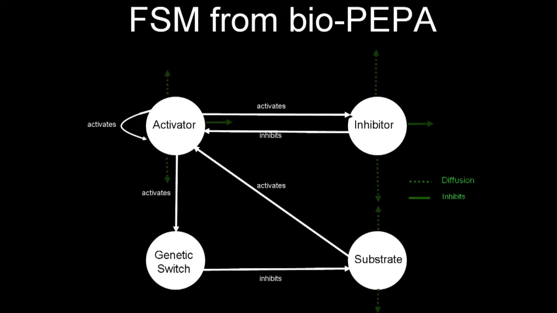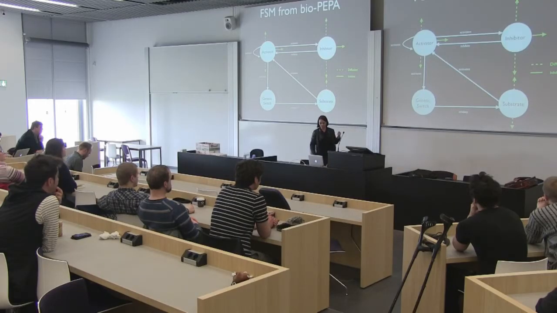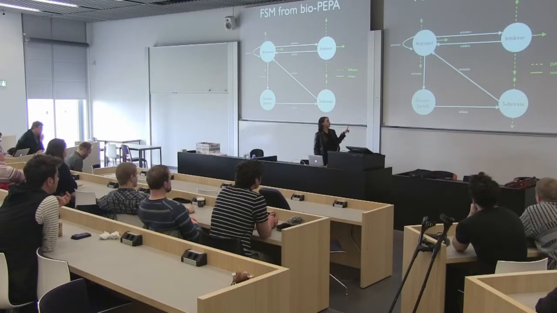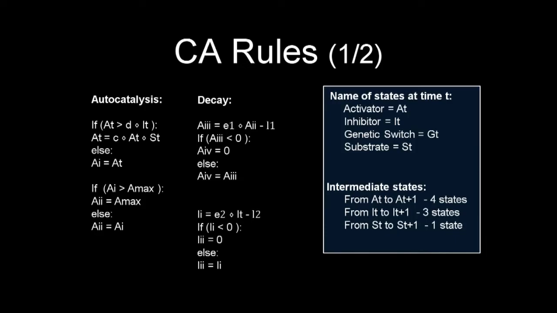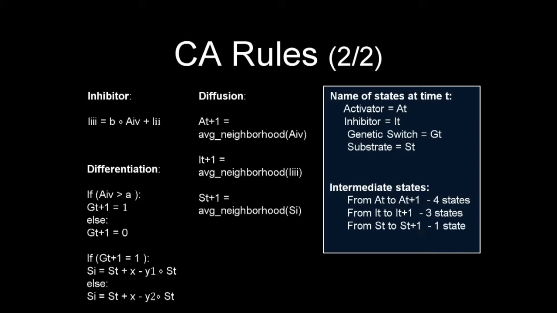It cannot be represented in the model. So that is diffusion and also inhibiting molecules that are sent out to the extracellular fluid. So from the finite state machine, we derive cellular automaton rules, and we've just grouped them here. We have 2 rules for autocatalysis, 2 rules for decay, and 1 for inhibitor, 1 for differentiation, and 1 for diffusion.